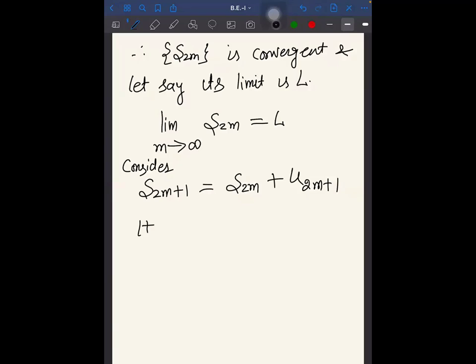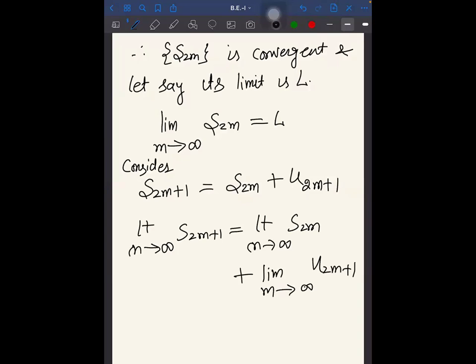So now if you take the limit as n tends to infinity of S2m plus 1, you take the limit of S2m plus the limit of U2m plus 1. This first thing was L. And what about this thing? Can anybody tell? Zero, approaching zero, because they are decreasing?